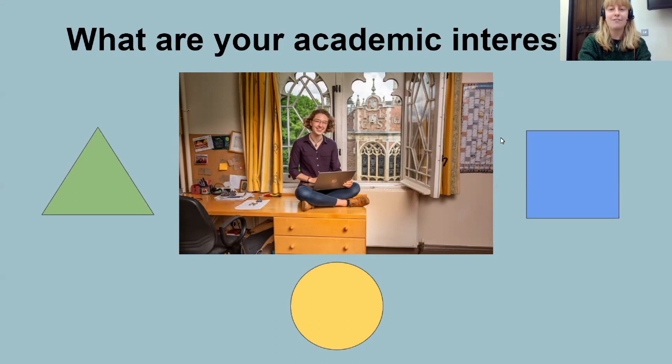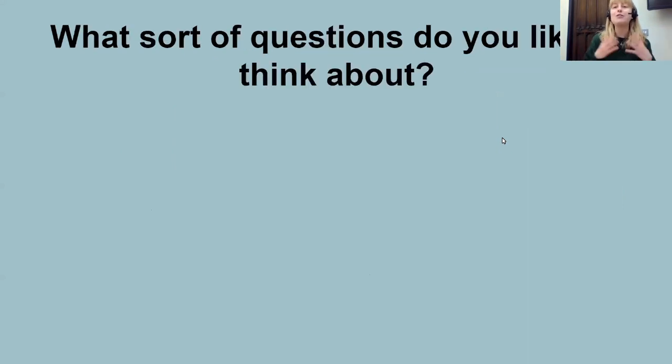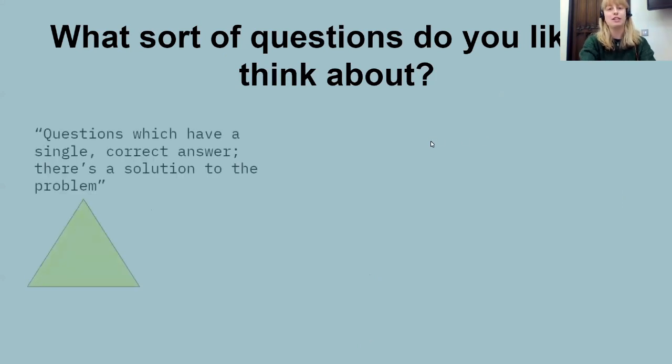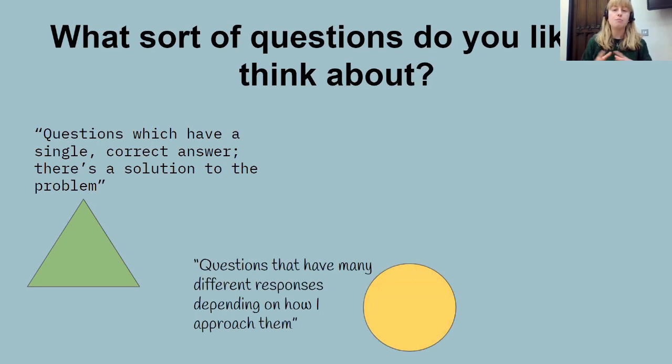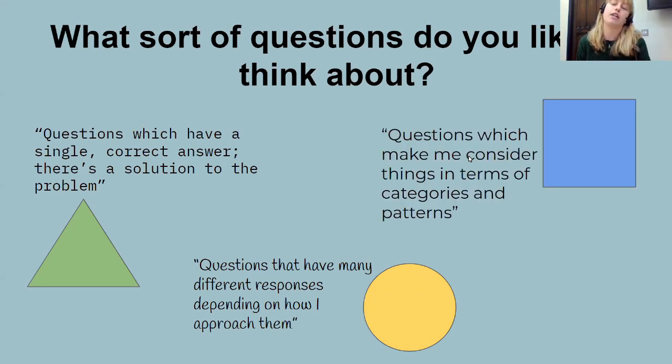Okay, so first question then, what sort of questions do you like to think about? So do you like the sorts of questions which have one definitive correct answer? There's a problem and then there's a solution. So if so, make a note of a triangle for question number 1. And then if you're more interested in questions that have a range of responses, and really your response depends on how you would approach the question, then you're a circle for this one. And then finally, put down a square if you like questions which make you think about things in terms of patterns, categories, groupings. Now, you might be more than one answer here, so feel free to put down different shapes.